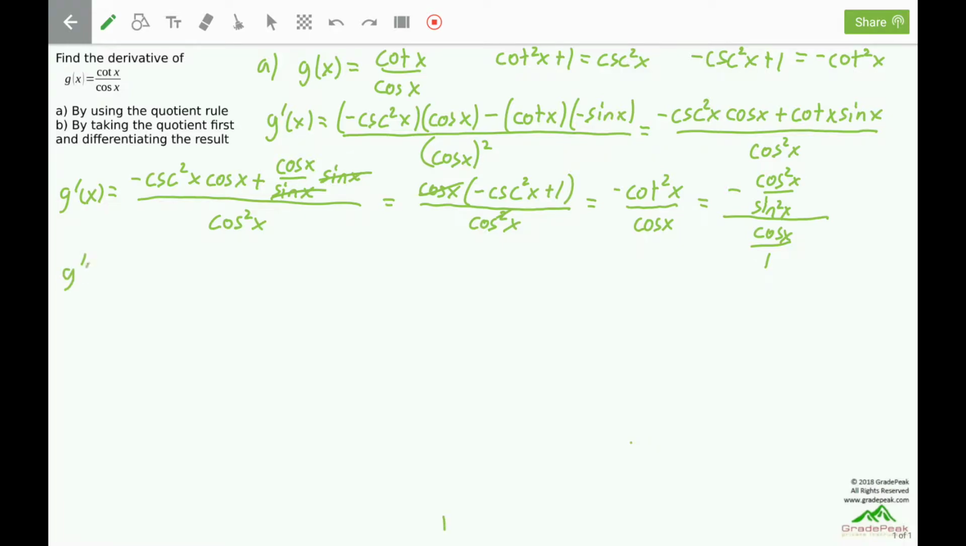And so g prime of x is going to become negative cosine squared of x over sine squared of x times 1 over cosine of x. And that will allow us to cancel the cosine that is in the denominator with one of them that's in the numerator, not both of them. And I'm left with negative cosine of x times a 1, which will still be negative cosine of x, divided by sine squared of x.